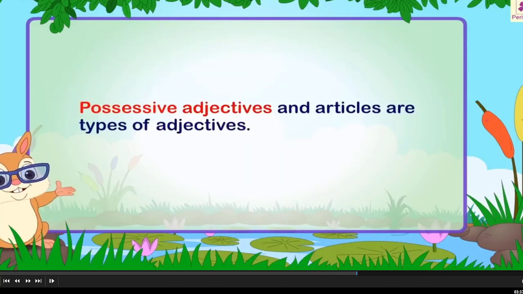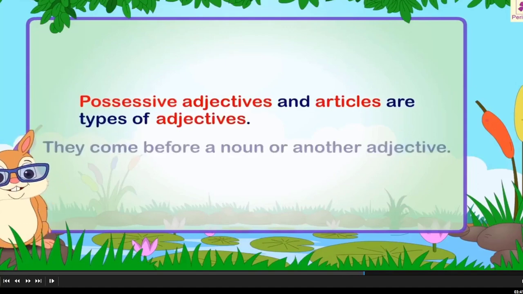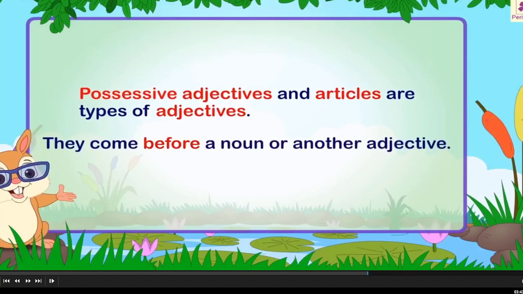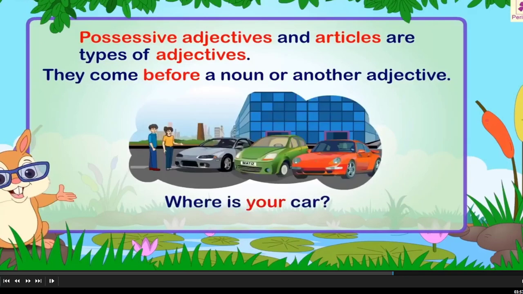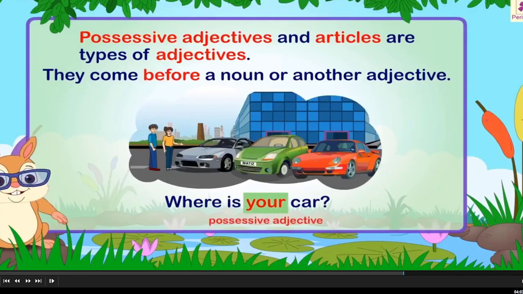Possessive adjectives and articles are types of adjectives. They come before a noun or another adjective. For example, I have a car. Here, a is used as an article. Where is your car? In this case, your is used as possessive adjective.